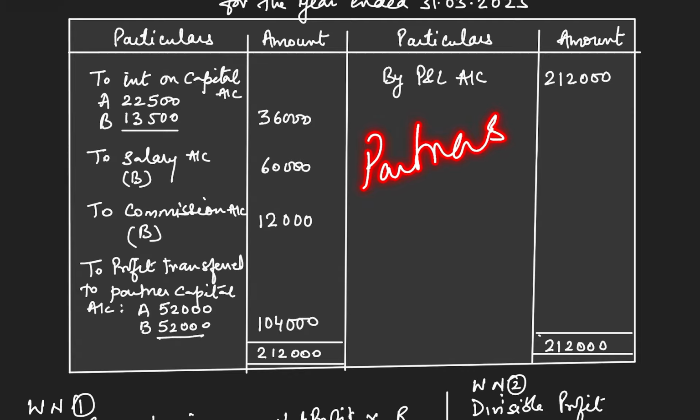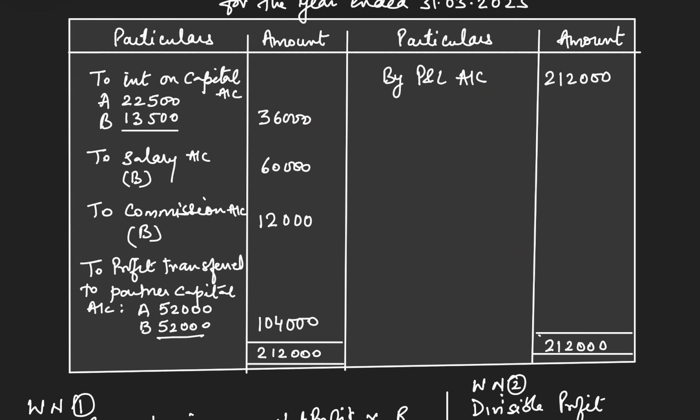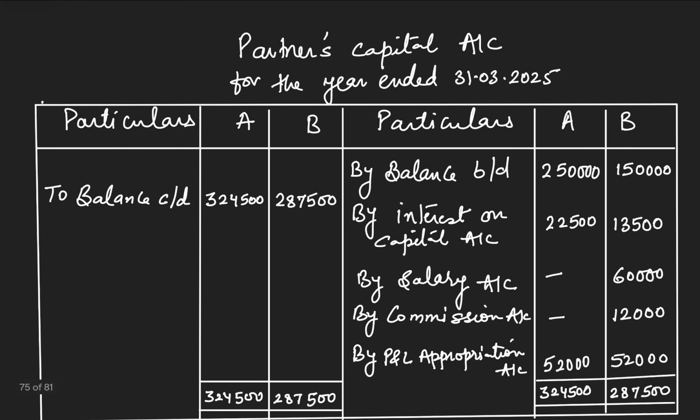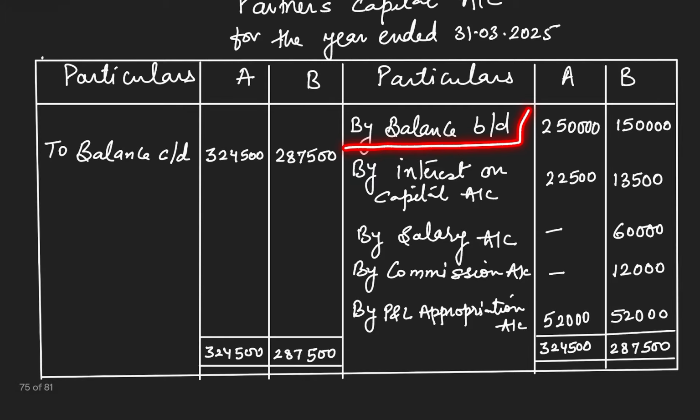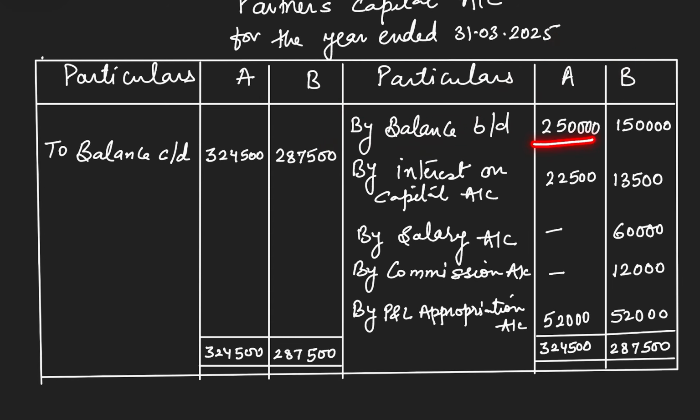After this, we have to make the partners' capital account. Now see, yesterday we discussed that if we have to connect the partners' capital account with P&L appropriation, all these items are to be transferred to the partners' capital account on the credit side. So let's see how to make the partners' capital account. Partners' capital account for the year ended 31st March 2025. The first item we have to record is by balance brought down. This is the opening capital.